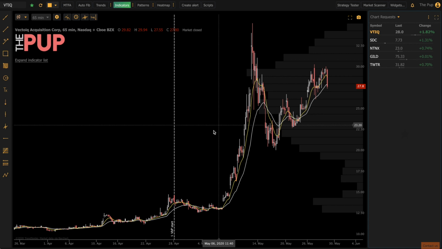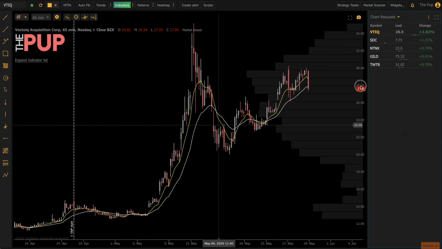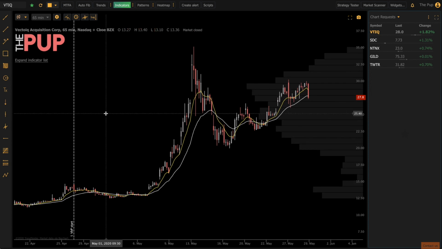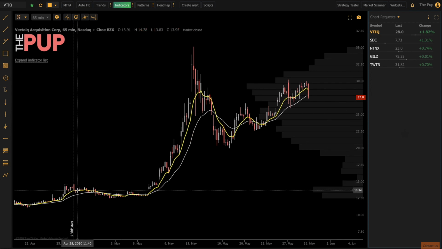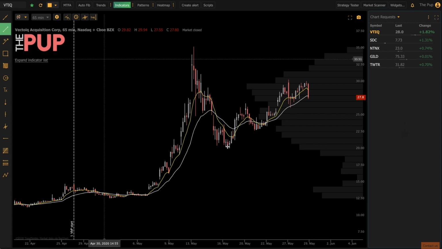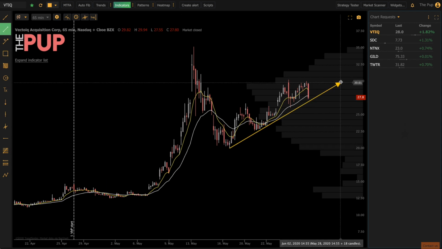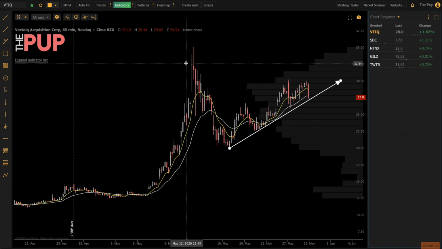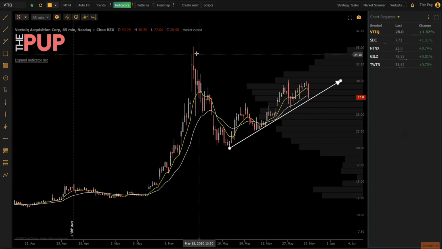5 stocks, VTIQ. So we've had a pretty massive run here. We're working on the 65-minute for these charts, so I use the 8 EMA and the 21 EMA. So 8 is in yellow and the 21 is in white. I'm going to take a quick look at this trend. We're going to see we have a little bit of a nice uptrend right here. But we did run up from here to here and from here to here.